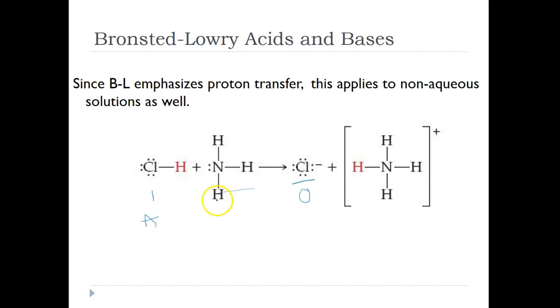Now if we look at nitrogen, nitrogen starts with 3 hydrogens. If you look on the product side, it actually has 4. So it went from 3 hydrogens to 4 hydrogens, so it accepted. So that would make ammonia, NH3, a Bronsted-Lowry base because it accepted a proton.